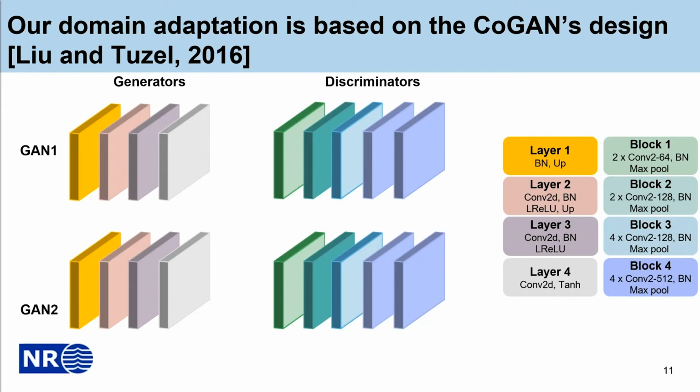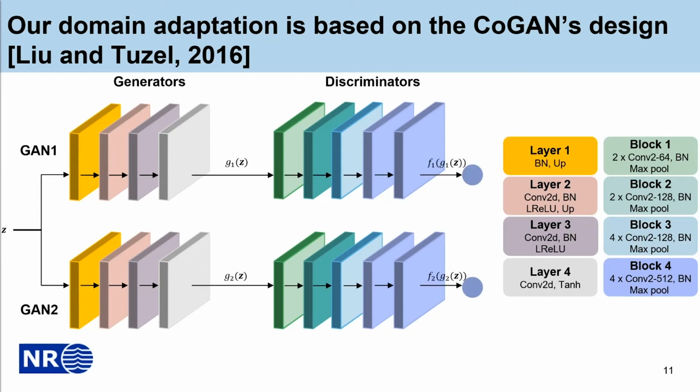So what happens is that the generative models take as input noise a vector z and synthesize images g1 of z and g2 of z. Then the discriminative models estimate the probabilities that the synthesized images are either real or fake. And these discriminative models share the same architecture as the classifier models presented in the previous slide, excluding, of course, the classification layers.